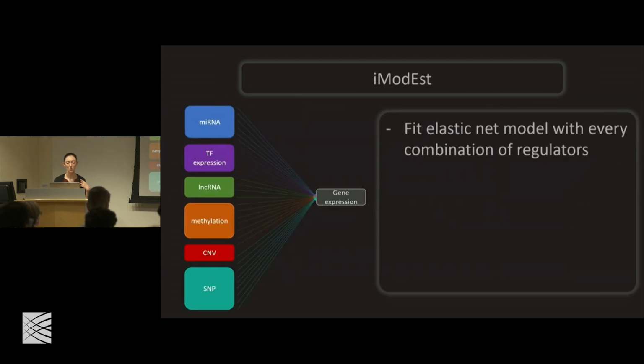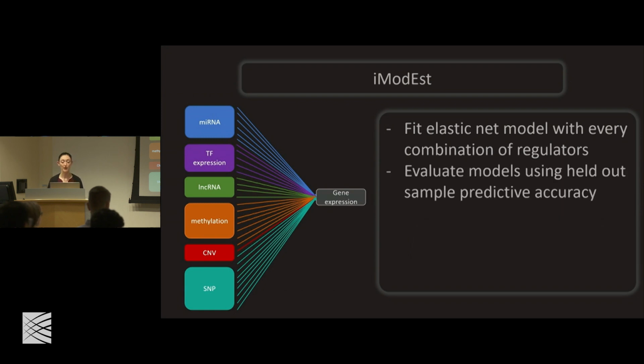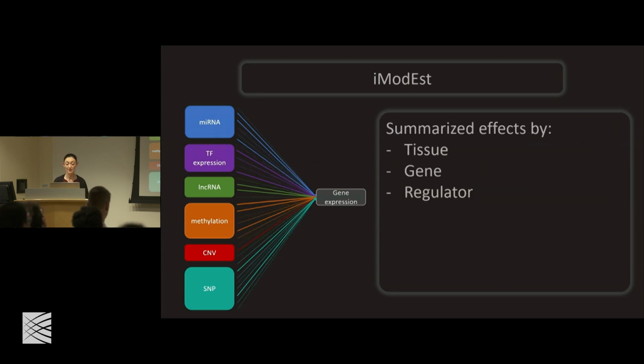And then with each of these, we fit an elastic net model with every combination of the regulators. And so that's 64 models per gene per cancer. And then we evaluate these models using a held out sample predictive accuracy. So that is the PRESS R squared. It's an R squared value, except the error sum of squares is a sum of squares based off of a held out sample. So it's the prediction in a new sample where the model has not been fit with that sample. And then this allows us to summarize the effects by tissue, gene, and regulator.